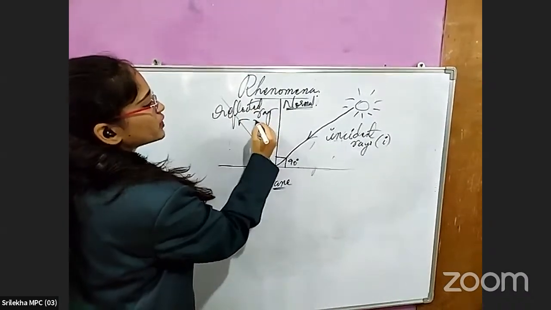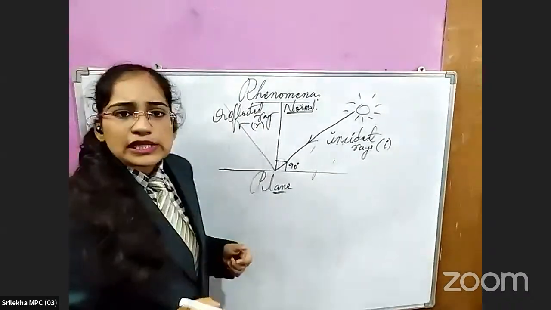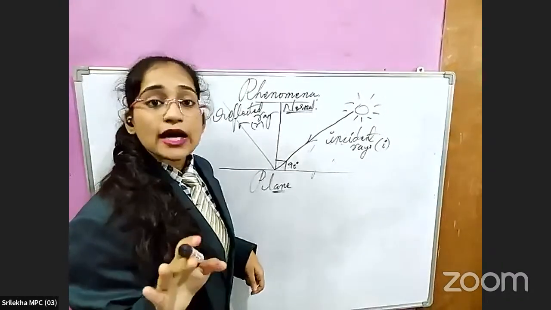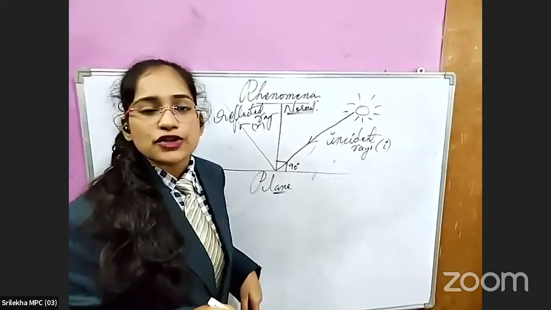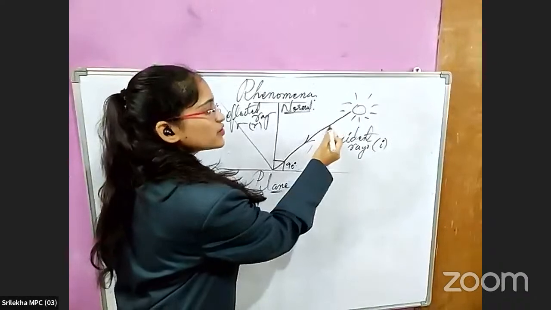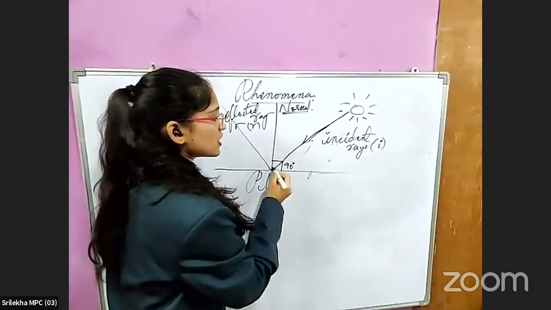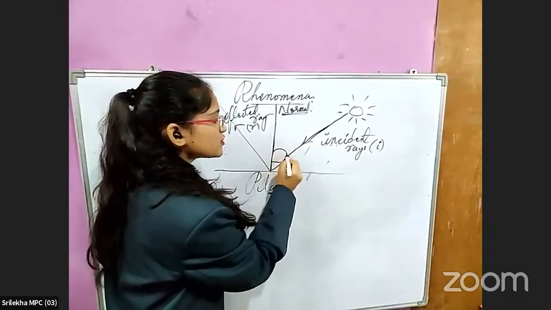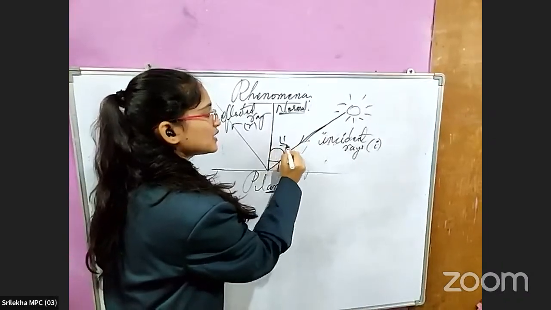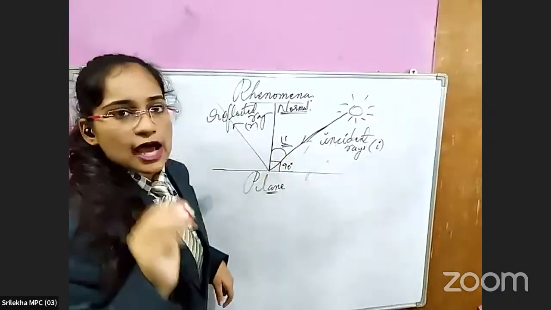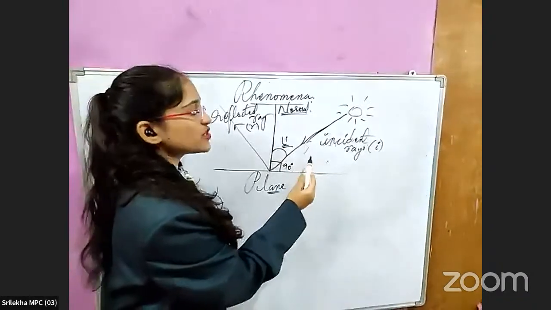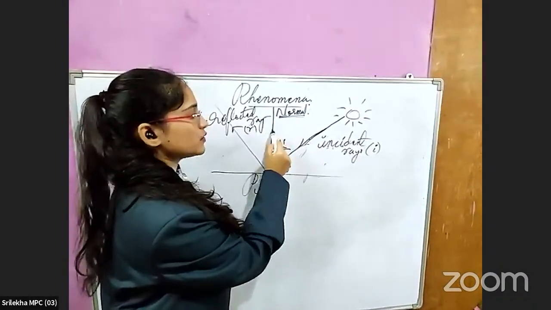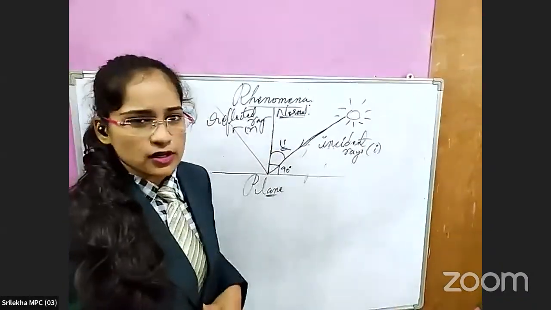And it is denoted with R. So what else? We have something called angle of incidence and angle of reflection. The angle which is present between the incident ray and the normal is said to be angle of incidence, and it is denoted with angle I.